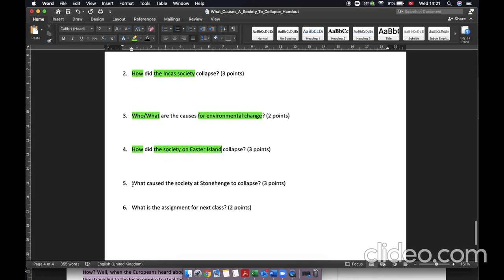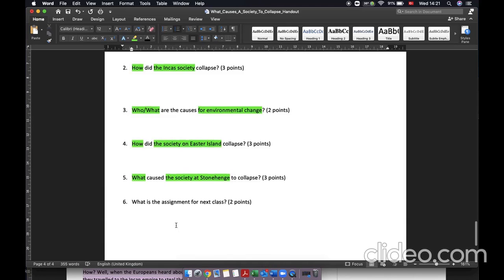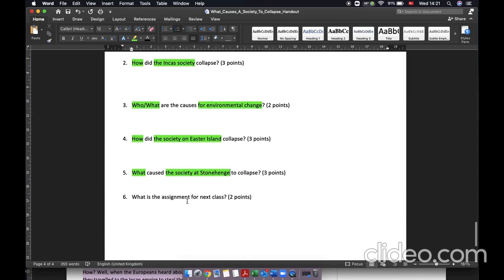And what caused the society at Stonehenge to collapse? So what was the reason for the society at Stonehenge to collapse? And finally, what is the assignment for next class? So what does the lecturer want the students to prepare to study before the next class? What is their homework? You need to write down this.